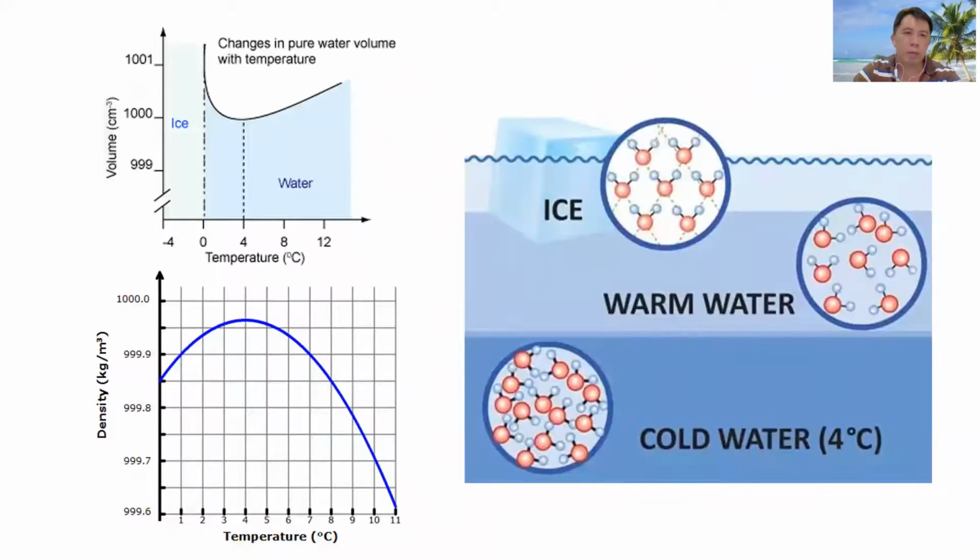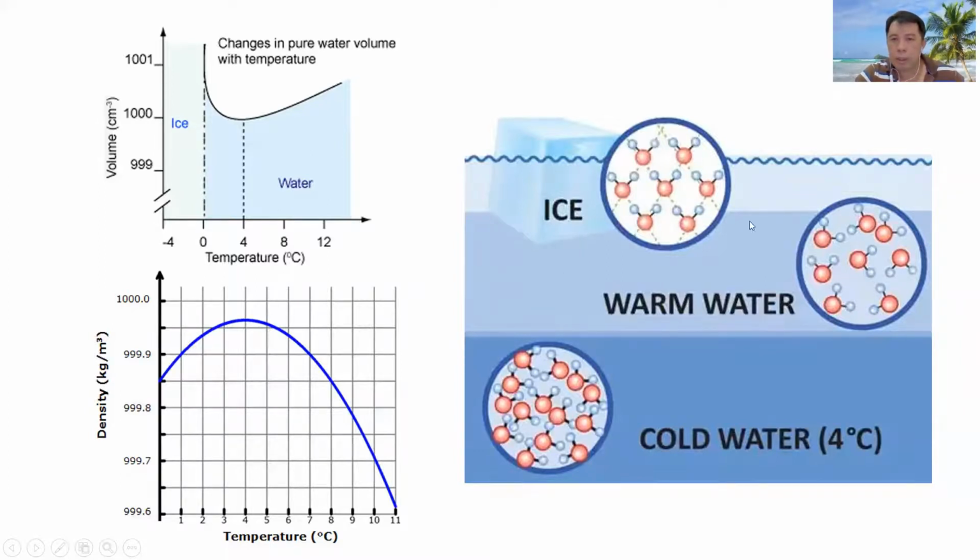So this is from the research by scientists. They found that at 4 degrees Celsius, the volume of water reaches the minimum. Once the volume is minimum and the mass does not change, the density is at its highest. So here they compare the density at 4 degrees Celsius. The water reached the highest density.